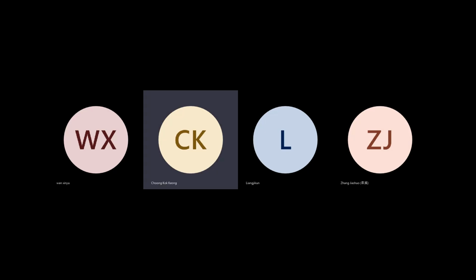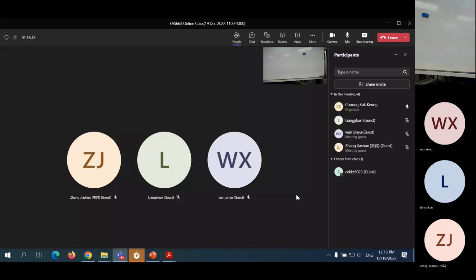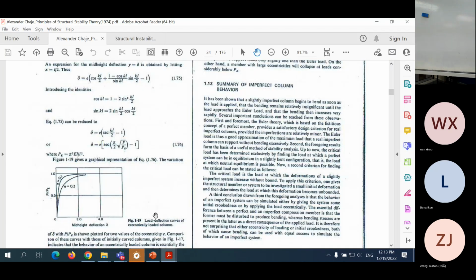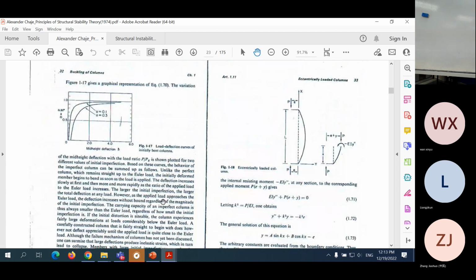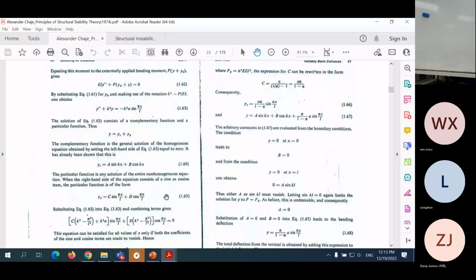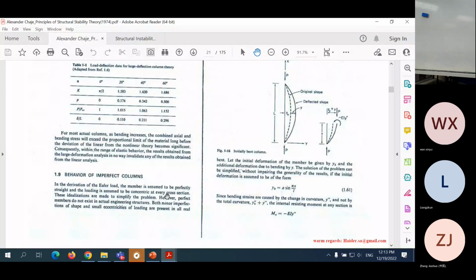To you the parts that you have to refer to. You can refer to for more details. Okay? So these are the sections that I explained to you, on the behavior of imperfect columns. So please read through this one.